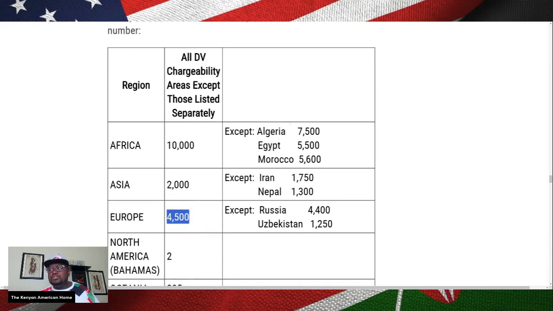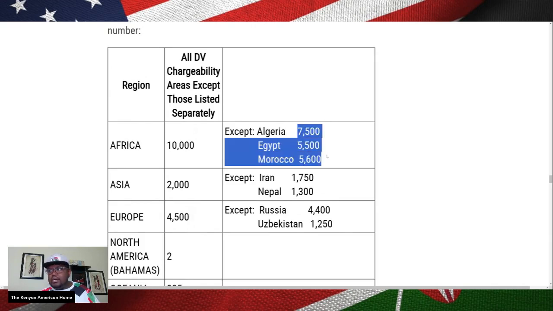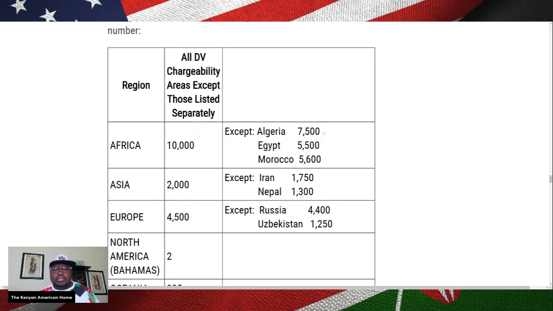Okay, there are some exceptions, with some countries with very high numbers, like Algeria, Egypt, Morocco. These countries have very high numbers. So for them, their number is only 7,500, and 5,500 for Egypt, and Morocco 5,600. What that means is they've been green lighted that if your case number is 10,000 or less, they can send you a 2NL, which gives you your visa date, your interview date.